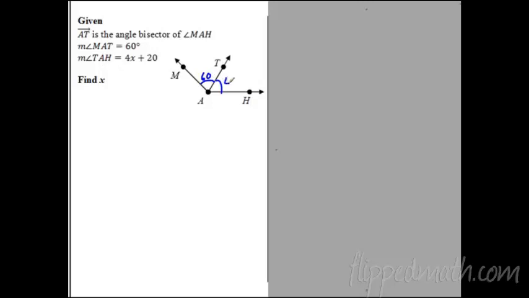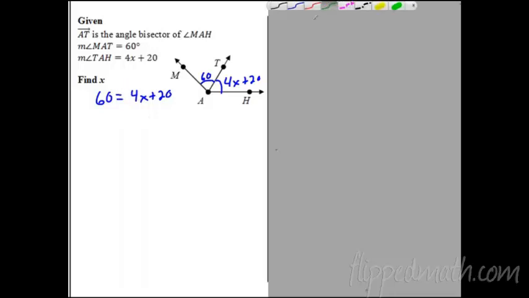TAH is what? 4x plus 20. Well, if they're congruent, we know they equal each other. So I know these are the same. Right off the bat, you can say MAT equals TAH. I'm just going to go straight for it. 60 is equal to 4x plus 20. Why? Because it's a bisector, it cuts them in half. I know they're the same. Now just solve them. Really it's going back to solving some equations.